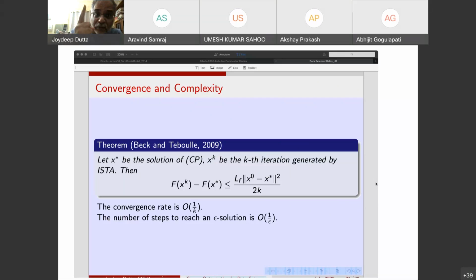The minimum number of steps that I should take is some constant, meaning O of 1 by epsilon. So that is the minimum number of steps. If you take more steps anyway, you'll go to the approximate solution. But the minimum number of steps I should take is capital O of 1 by epsilon. Within that many steps, I will get to the approximate solution with the precision parameter epsilon.